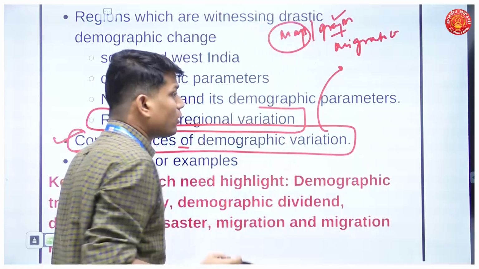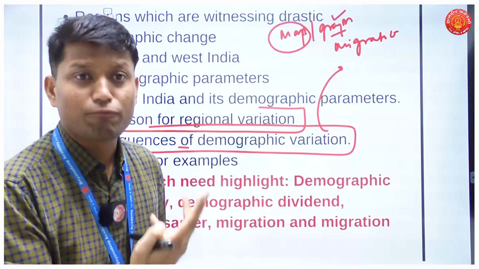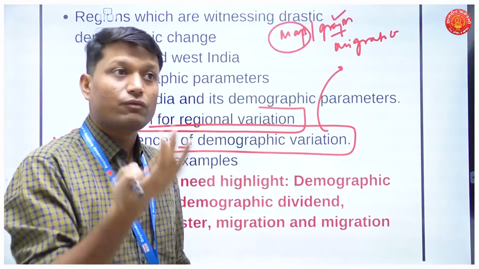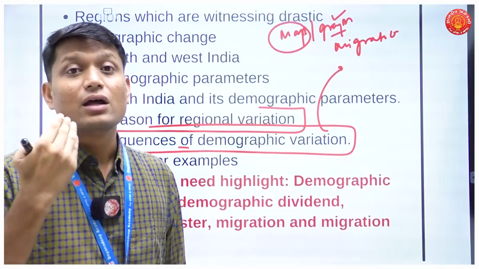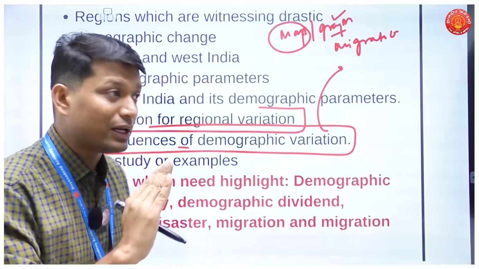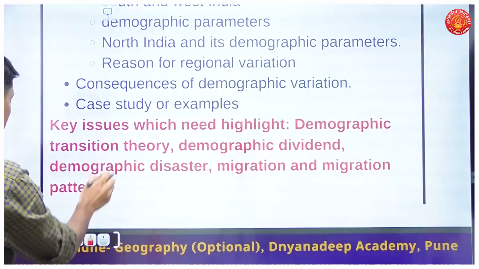What about a map? For showing regional variations, I can make use of a map. I will show some states where demographic transition has not taken place so well. I will show other states where demographic transition has taken place well. So that is about making it look more like a geography answer.